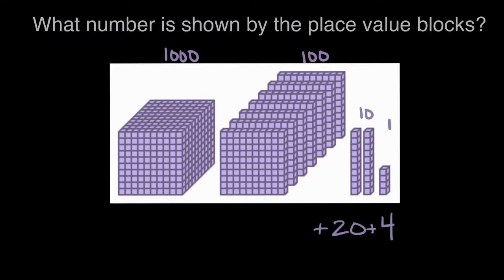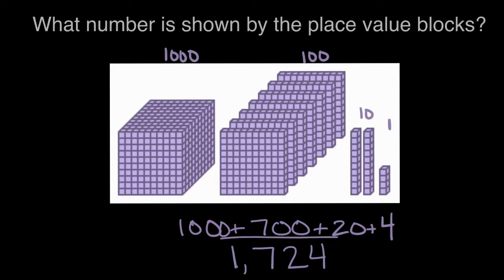Plus now these hundreds, there's several hundred. Let's see, 100, 200, 300, 400, 500, 600, 700. There's 7 of the hundreds. Plus only 1 of the thousands, which will be 1,000. And now to combine this, to write this all together, this will be 1,724. 1,724 is the number shown with these place value blocks.